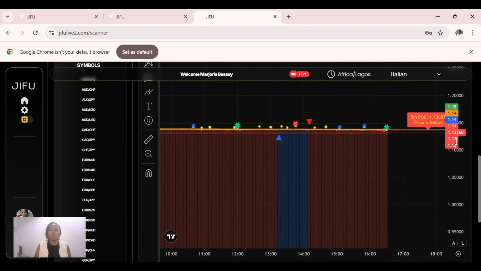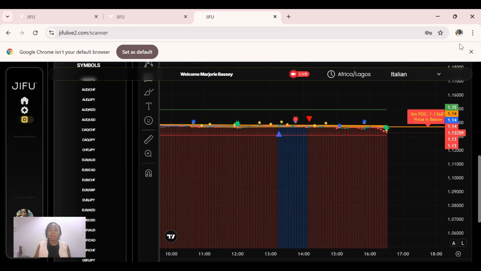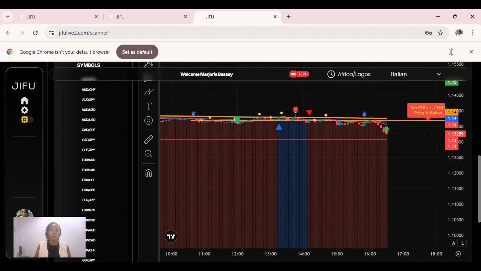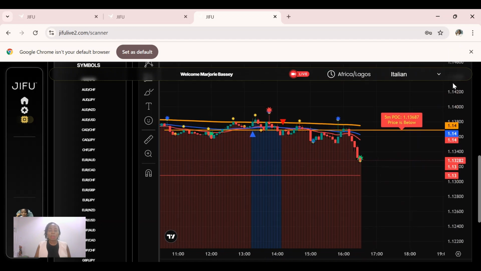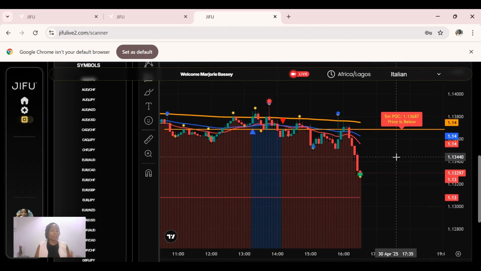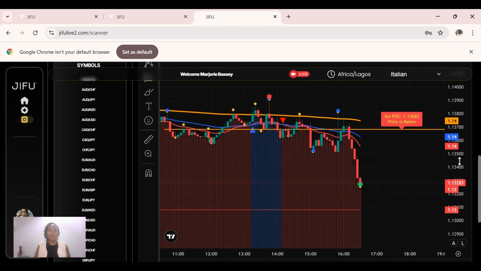The POC, point of control, actually shows you who is in charge in the market. Is it the buyers that are in charge, or are the sellers the ones in charge of the market? So you can see that the POC is showing you red. This is a POC line. If buyers were in control, it will show blue. This box will come down here and be highlighted in blue, showing that buyers are in charge. But this one is showing that sellers are actually in charge of the market.